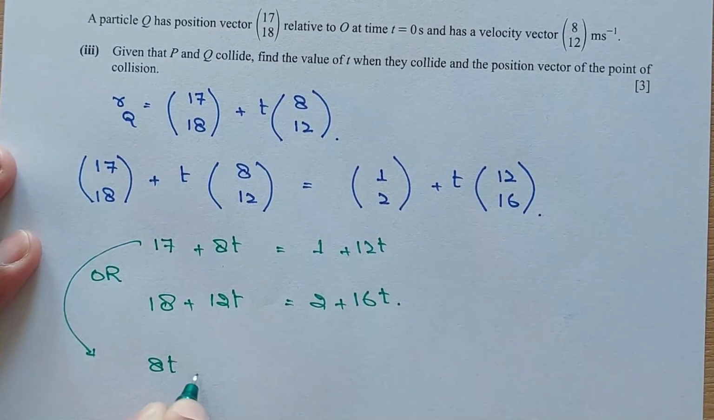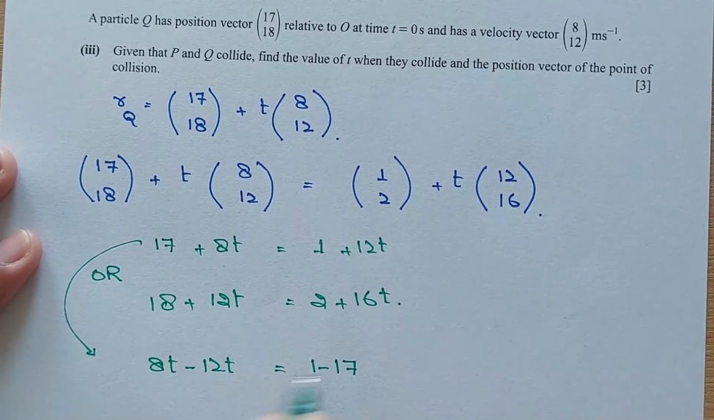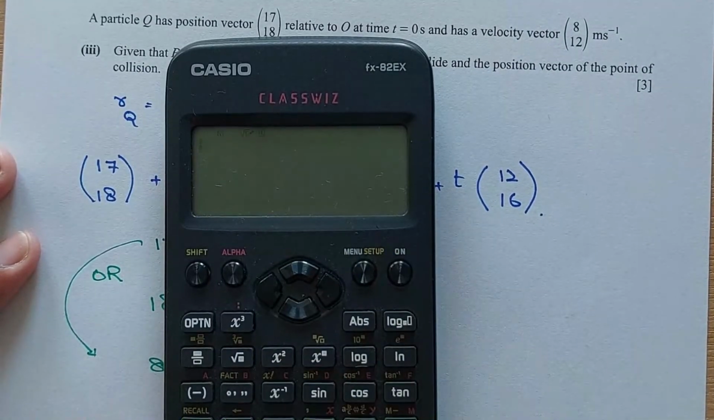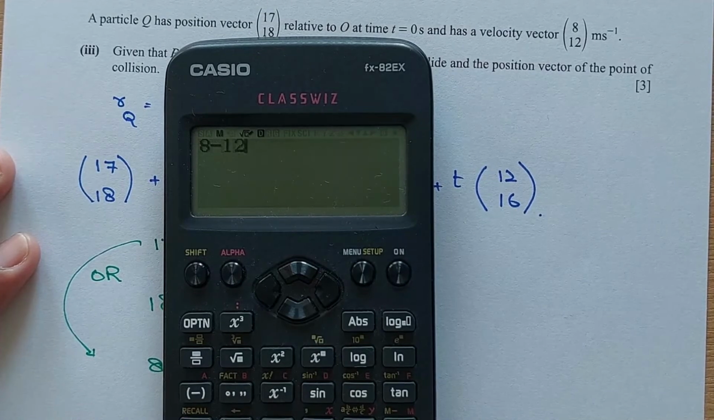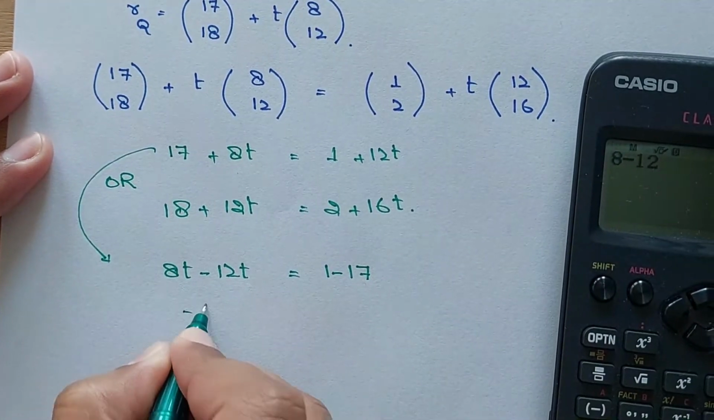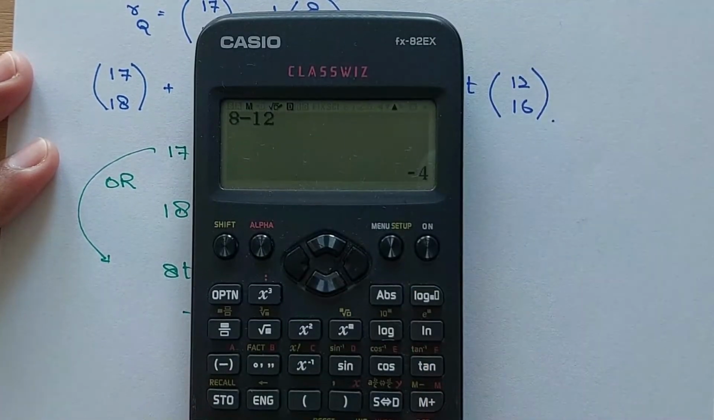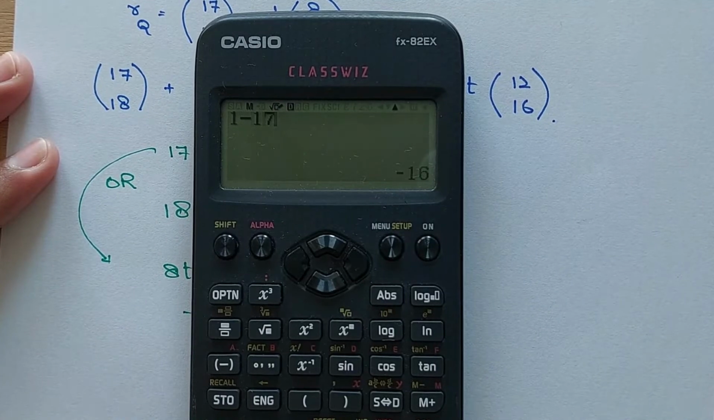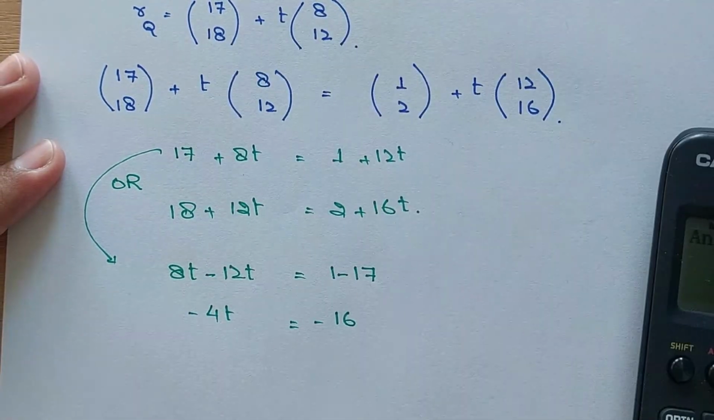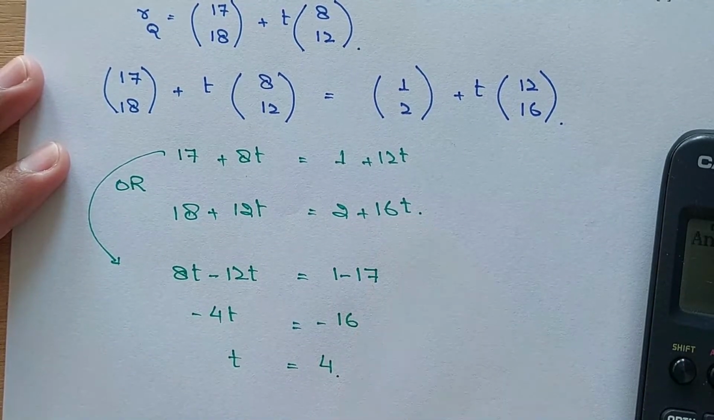So 8t minus 12t equals to 1 minus 17. So we have 8 minus 12, that is equals to minus 4. Minus 4t equals to minus 16. And 1 minus 17 divides minus 4, that is 4. So the t value is 4. You will get the same t value from the second equation as well.